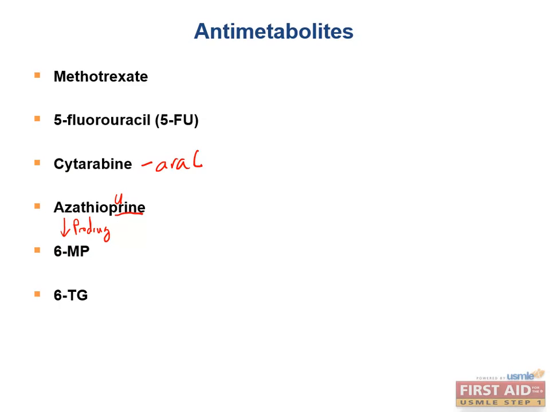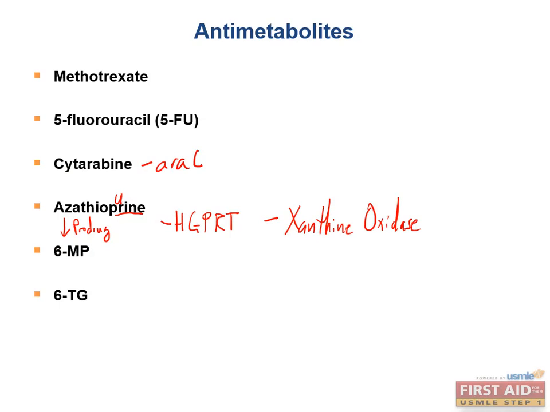Here's a quick throwback to biochemistry. What enzyme would activate these two drugs? Well, do you recall the enzyme that activates purines? That's hypoxanthine guanine phosphoribosyl transferase. Let's just say HGPRT for short. And this enzyme is defective in what disease? That's Lesch-Nyhan syndrome. Another important fact about azathioprine and 6-mercaptopurine is that they are metabolized by xanthine oxidase.